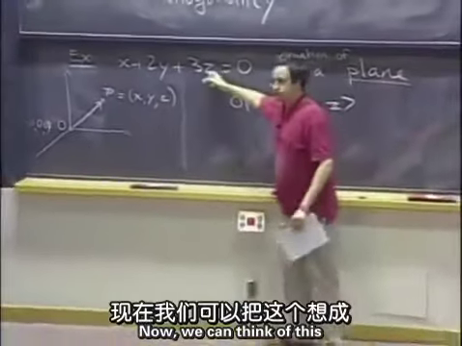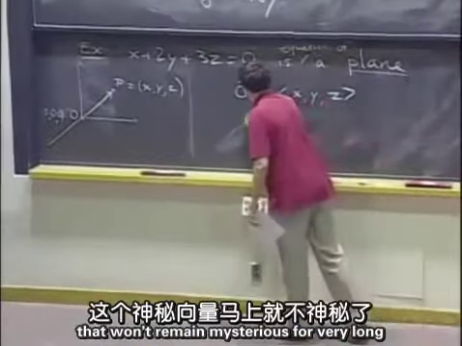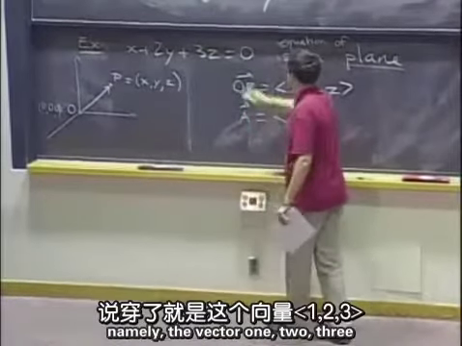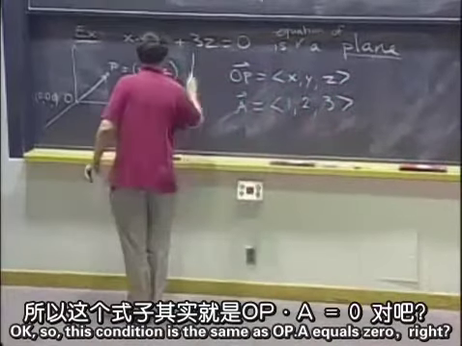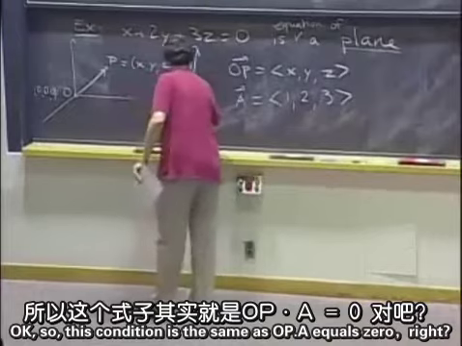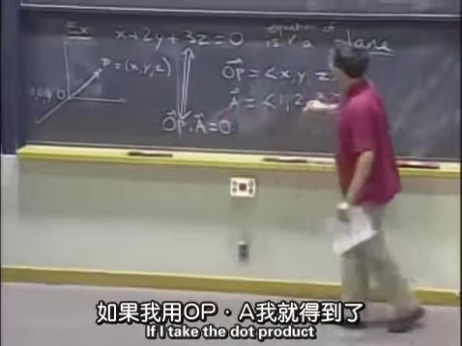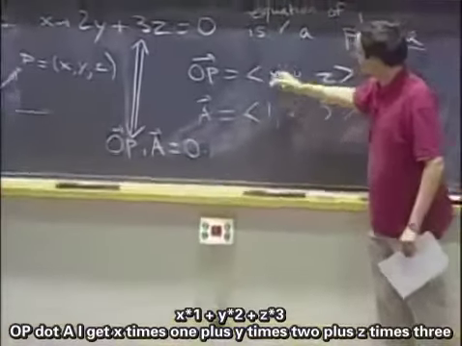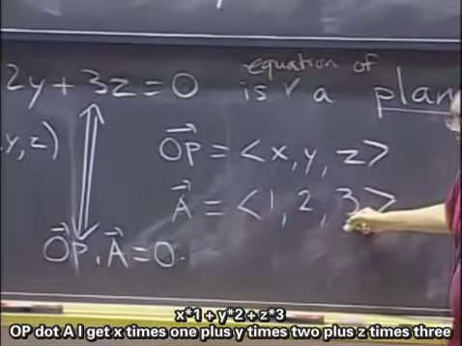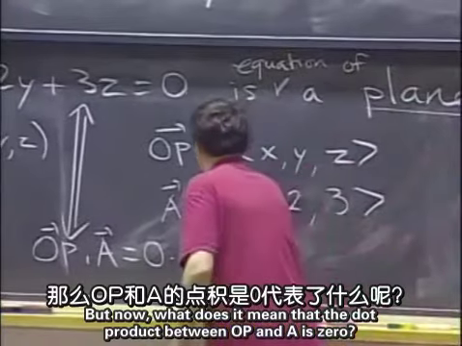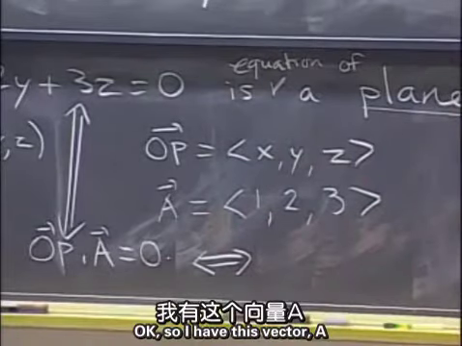Now, we can think of this as a dot product between OP and a mysterious vector that will remain mysterious for very long, namely the vector 1, 2, 3. So this condition is the same as OP dot A equals 0. If I take the dot product OP dot A, I get x times 1 plus y times 2 plus z times 3. But what does it mean that the dot product between OP and A is 0? It means that OP and A are perpendicular.